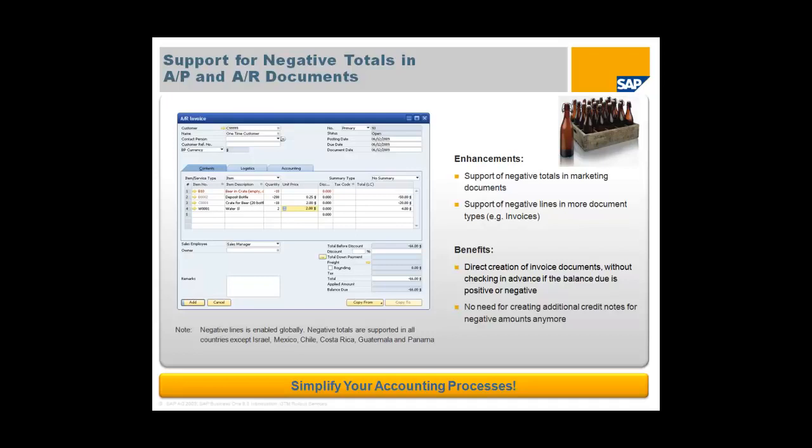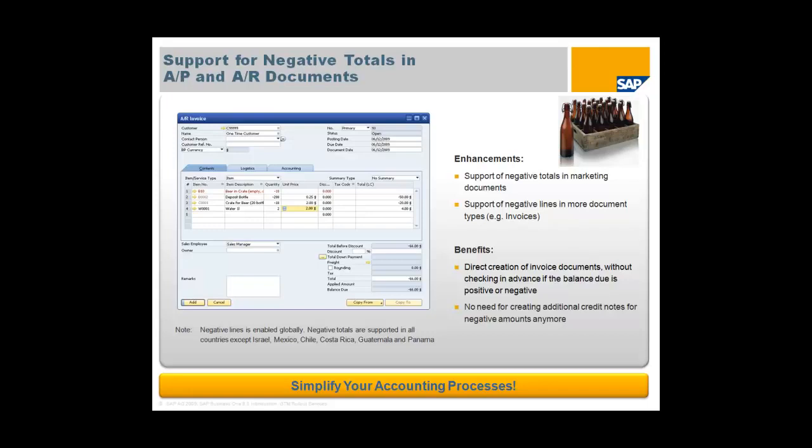So the returned items go through as negatives. The new purchase goes through as a positive, with the net effect in this example being a negative. Now, a negative invoice, as you're aware, is fundamentally a credit note, so you can see that negative total support in these documents really gives you the ability to streamline your accounting processes. There's no need for creating additional credit notes, for example, for negative amounts. So this is really about simplifying your accounting processes.